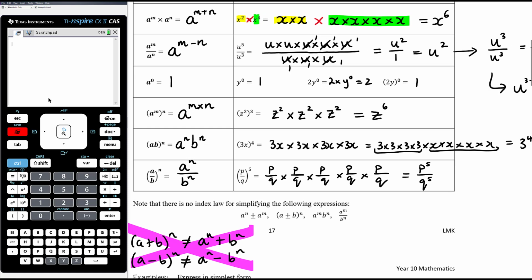Whereas if you've got a plus b to the power of 5, that is a plus b times a plus b times a plus b, etc., 5 times, and the only way around that is to expand it all out.